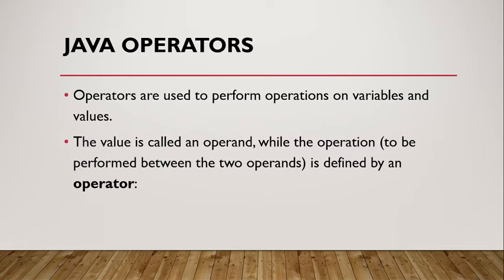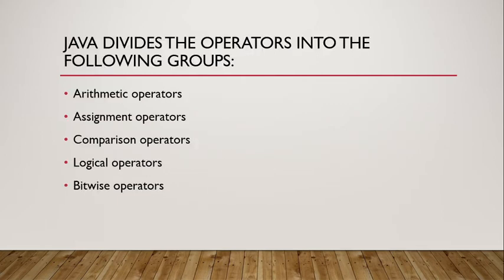Java operators. Operators are used to perform operations on variables and values. The value is called an operand, while the operation to be performed between the two operands is defined by an operator. Java divides the operators into the following groups: arithmetic operators, assignment operators, comparison operators, logical operators, bitwise operators.